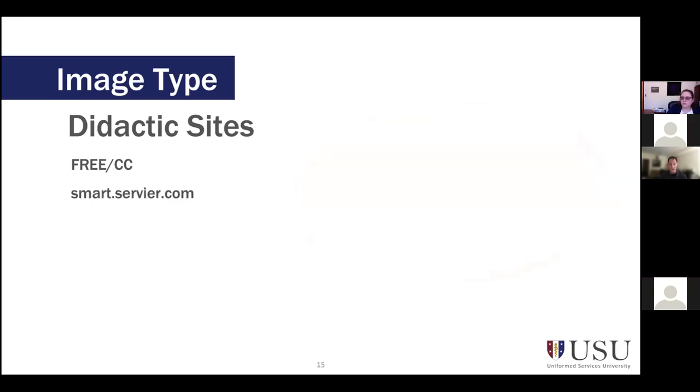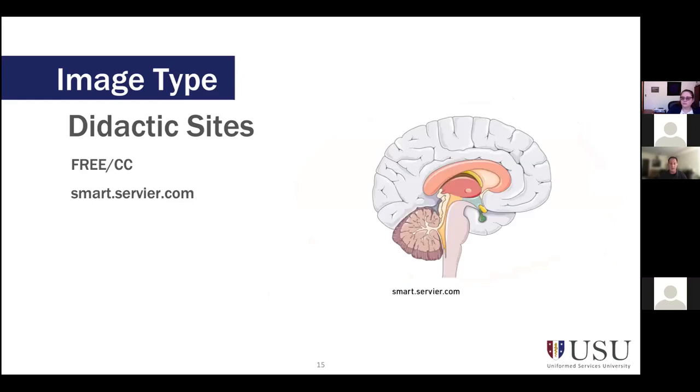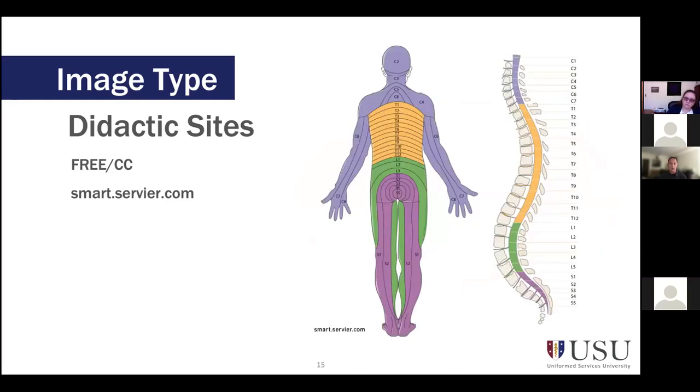This other site is called Smart Survey, and this is very easy to cite because all you have to do is put on the web address. This is what I would call clip art in a lot of ways, but it's really good, high quality clip art, colored images. You can kind of get a feel for the style of the illustration, but it's all a consistent style throughout.